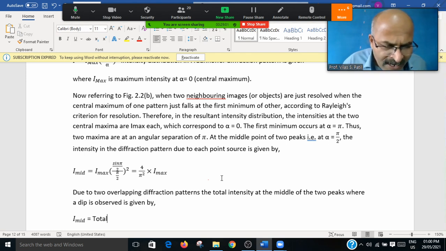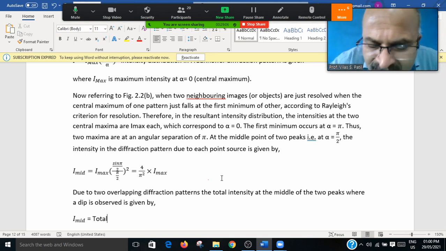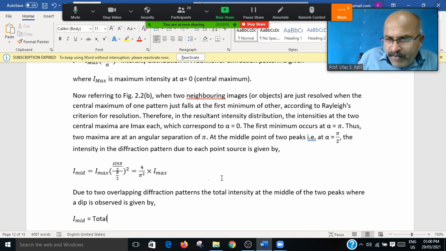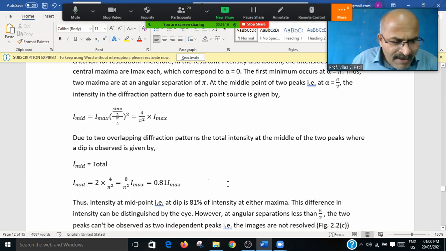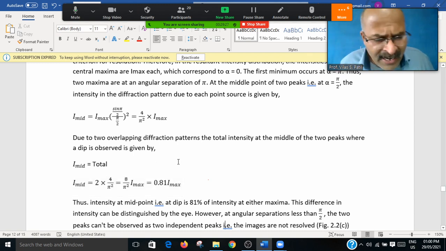And due to the overlapping diffraction pattern, the intensity at the middle of the two peaks, the middle intensity I mid, will be known as the total intensity, and I mid is equal to 2 into 4 upon pi square. That means 4 twos are 8 upon pi square I max, that is approximately 0.81 I max. That is the point 81 I max.